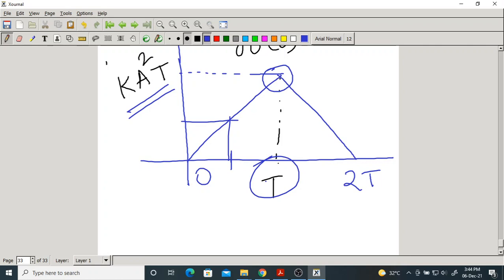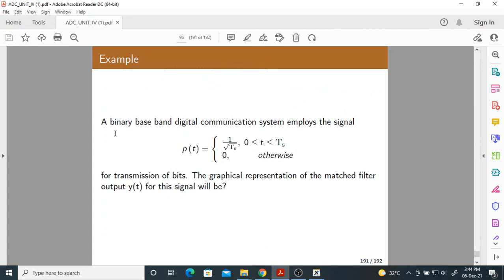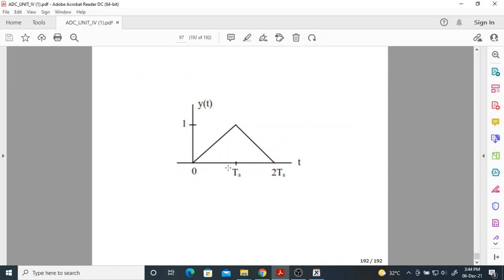Okay. So that is k into a square T. If k equal to 1, simply a square T in case of rectangular pulses. Is it okay? Right? So here I have given one problem based on the previous concept. You solve this. I gave you the answer also.